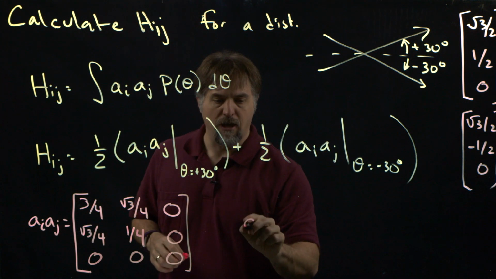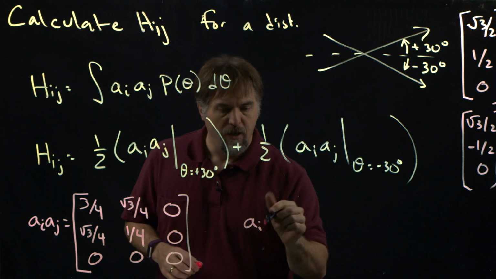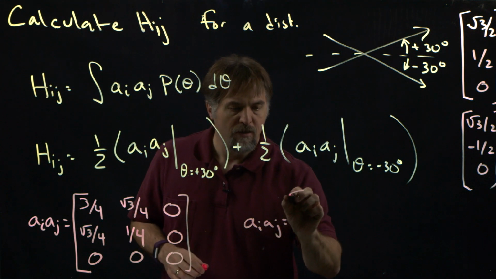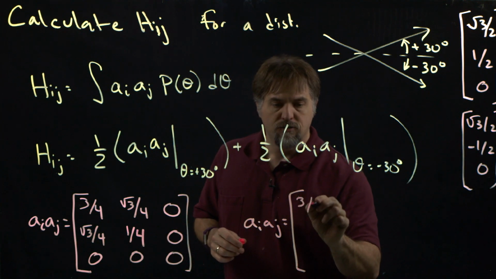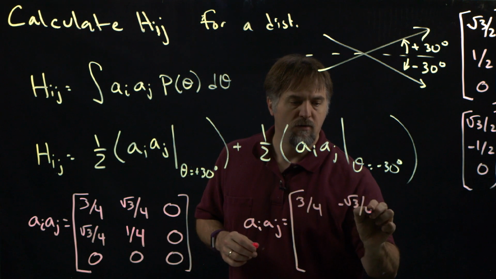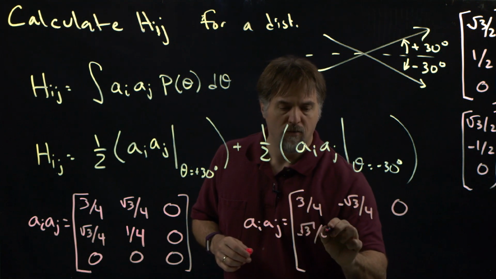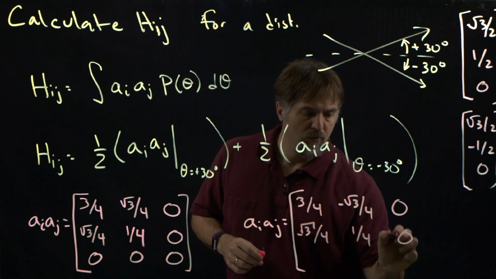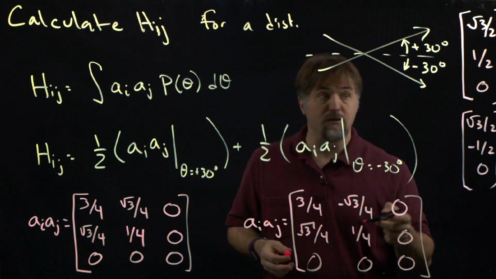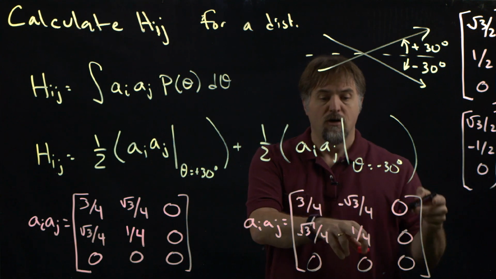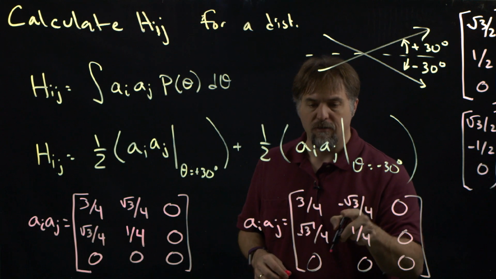In the minus 30 case, AiAj, it's exactly the same except we have a minus here. So 1,1 is the same because it's root 3 over 2 times root 3 over 2. 2,2 is the same because the 2 minuses cancel out, but now we have minuses here. Okay?